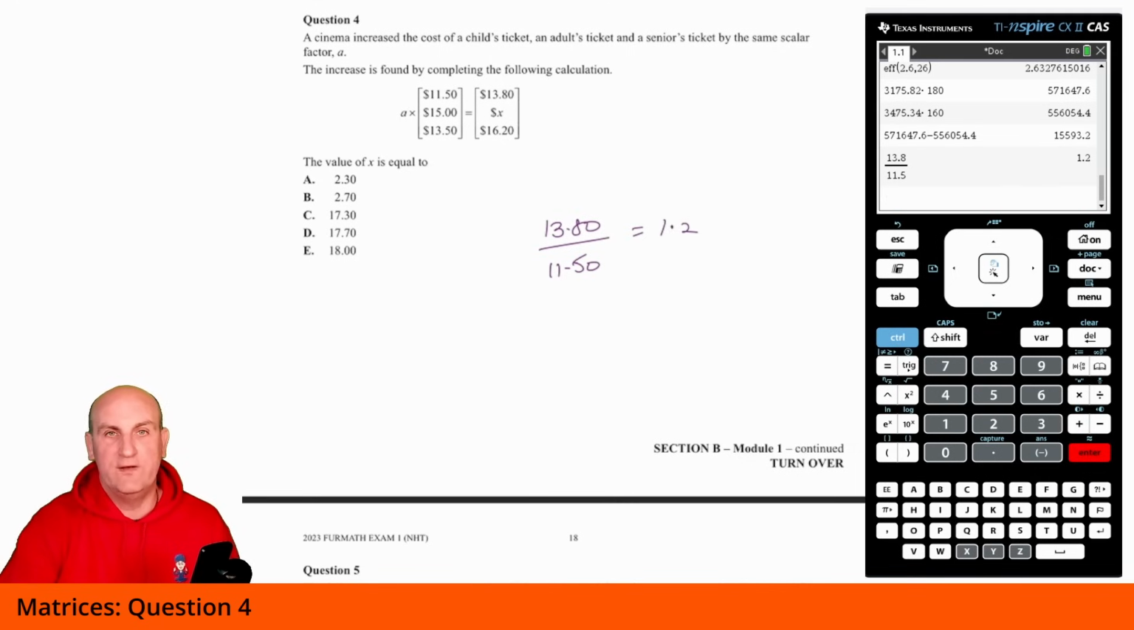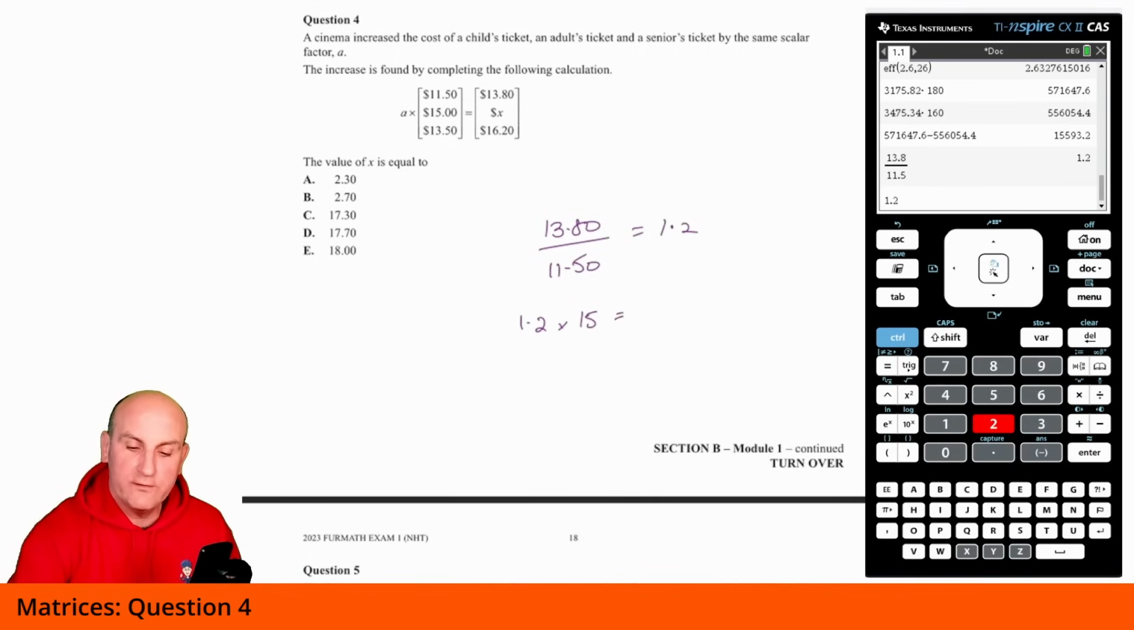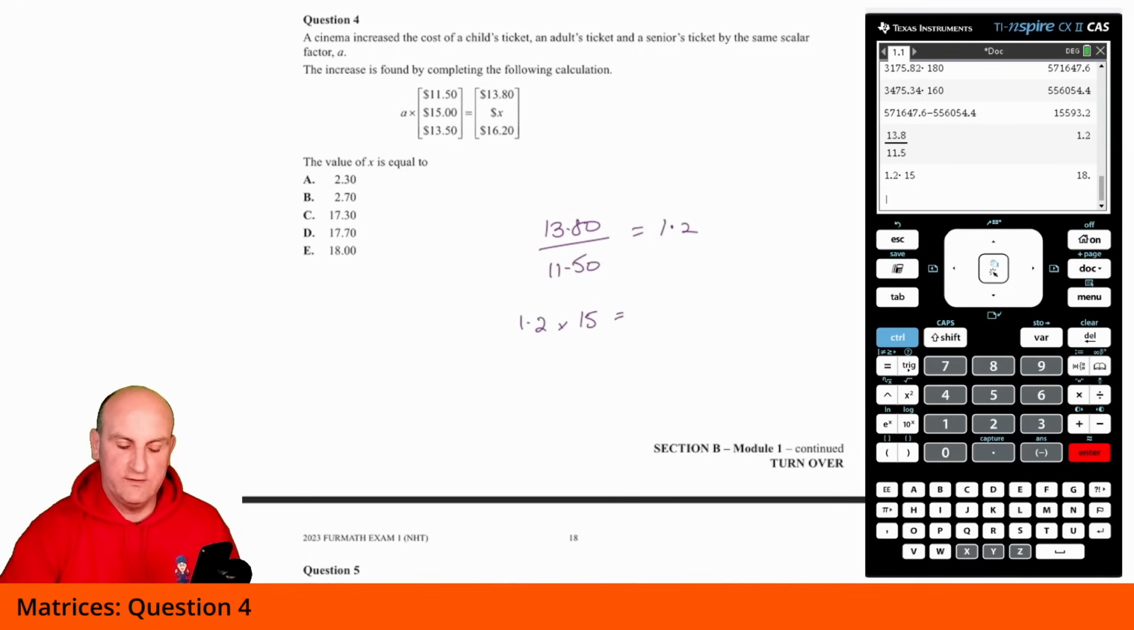Right, so how do I find my value of X? Well, I'm now going to do 1.2, and I'm going to multiply it by 15. So 1.2 times 15, if you'd be so kind, is going to give me 18. And so in which case, I'm going to go with E as my correct answer.